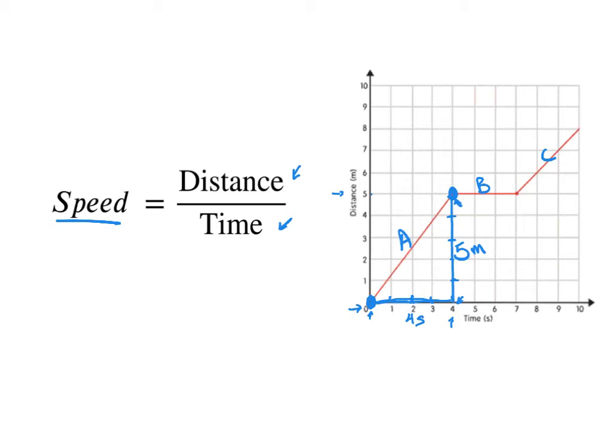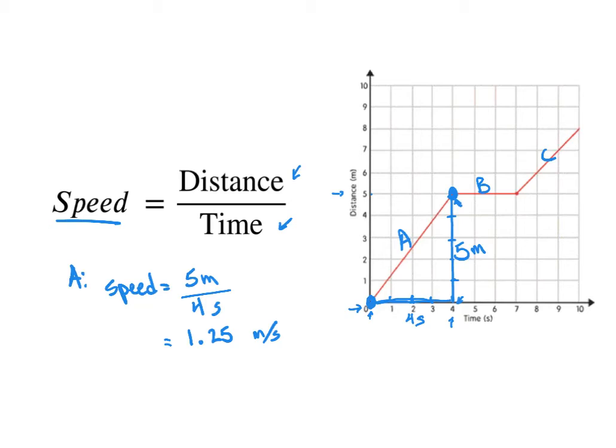And so if I want to calculate the speed for part A, the speed is going to be the distance divided by the time. So that was 5 meters. And the time was 4 seconds. So I'm just going to have to do 5 divided by 4. 5 divided by 4 is 1.25. And since this was meters and seconds, it's meters divided by seconds, or meters per second will be our units for that. So the speed here was 1.25 meters per second.